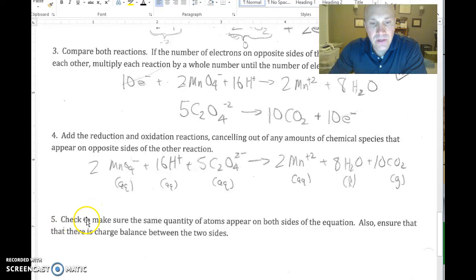So the last thing to do here is just to check to make sure that you've got the same number of atoms on both sides. So if you've done this correctly, we should have the same number of manganese atoms on the left as we do on the right. We should have the same number of hydrogens on the left as we do on the right. We should have the same number of everything, just like a normal balancing reaction.